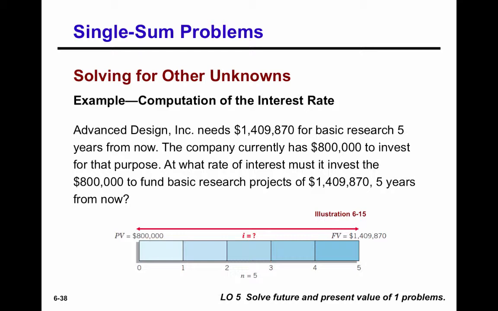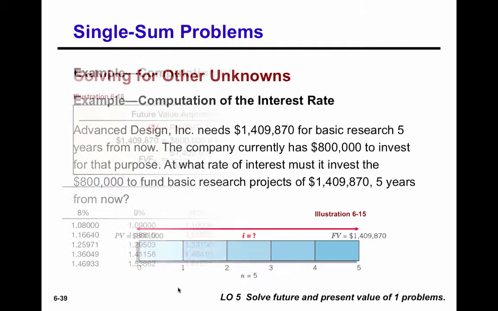Here's an example of a problem where we're solving for the interest rate that we need. We know we need $1,409,870 in 5 years. We know we have $800,000 today, and we have 5 years to do it. We have to figure out what interest rate we need in order to generate that amount of money.